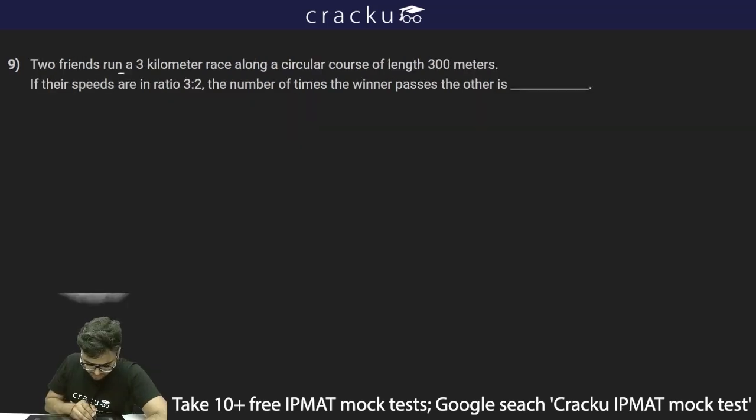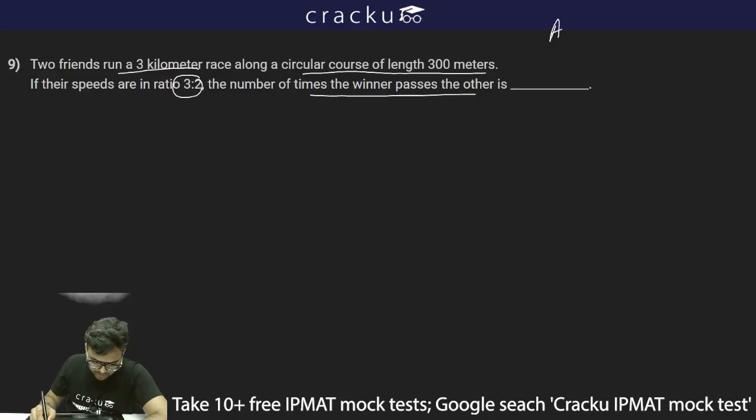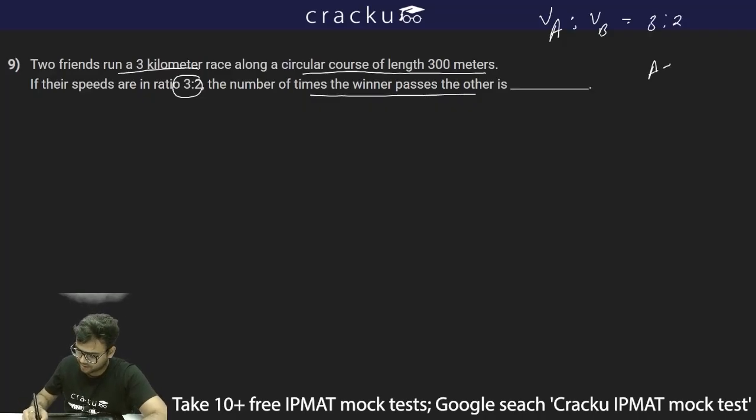Two friends run a 3-kilometer race along a circular course of length 300 meters. If their speeds are in the ratio 3:2, then the number of times the winner passes the others is. So let's say there are two persons A and B, and the speeds of A and B are in the ratio 3:2. Since A is running at a faster pace, A will win. We need to find out how many times A will overtake B.